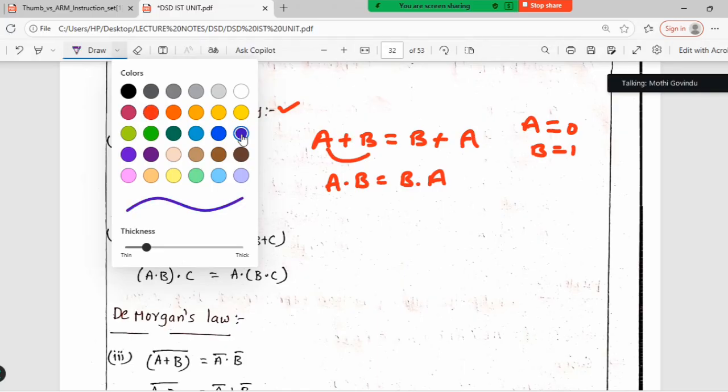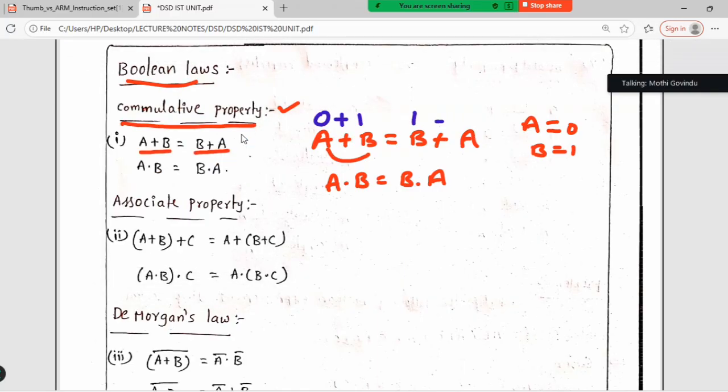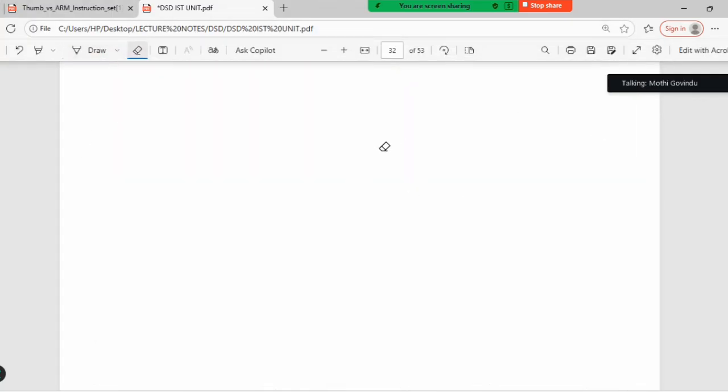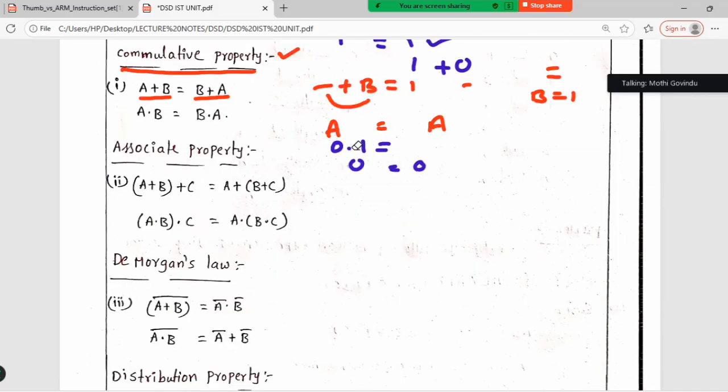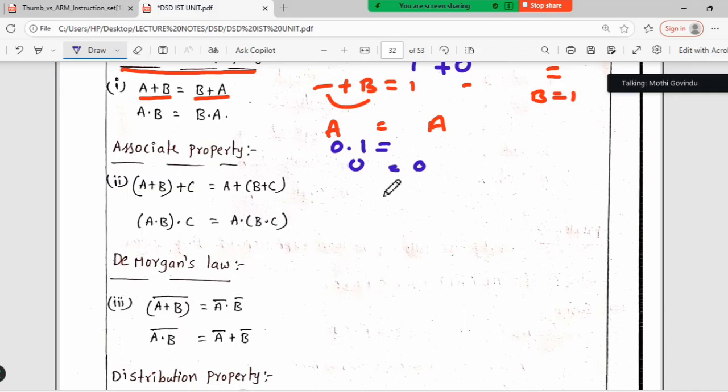So substitute here: A is 0, B is 1, and B is 1 plus A is 0. I am substituting in this equation. So 0 plus 1 equals 1. So we got the same thing. A is 0, B is 1 equals B is 1, A is 0. 0 into 1 is 0, and 1 into 0 is 0. So like this we should verify. Substitute the zeros or ones into that, and you can verify. Next, this is the commutative property: A plus B equals B plus A, and A into B equals B into A.